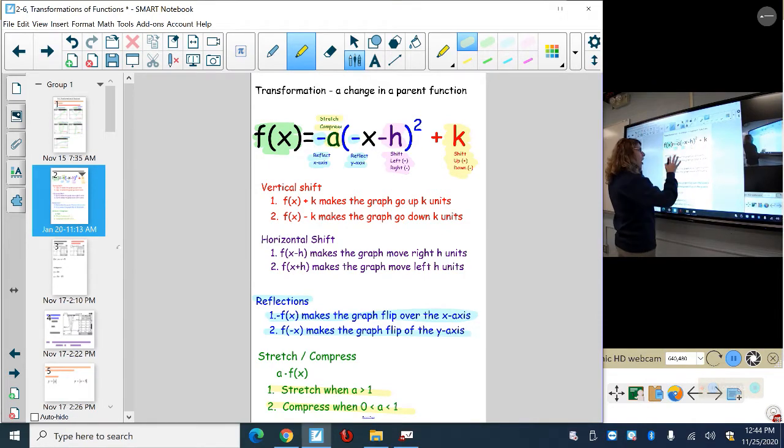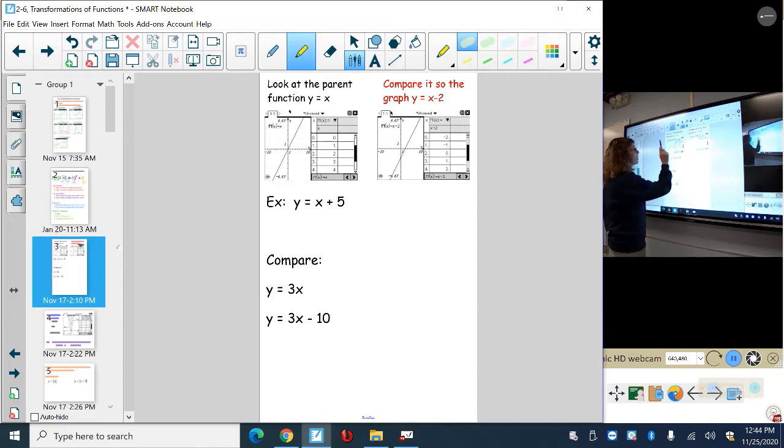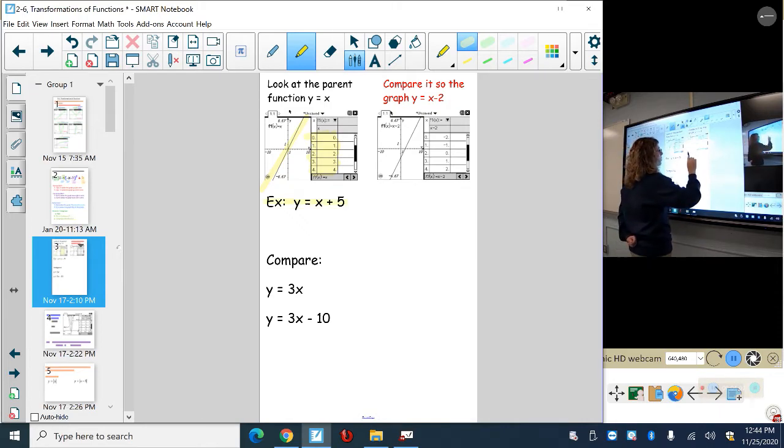So this page talks about every little value that we have there. If I give you this parent function, y equals x, which is right here, and I give you this lovely little xy table, but then I'm going to talk about what x plus 5 is. Well, x plus 5 is going to do something else, and so is x minus 2.